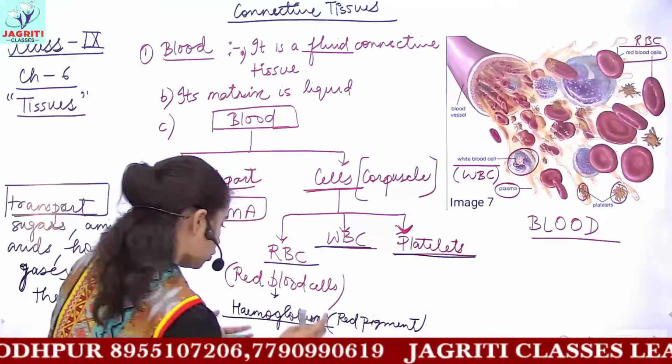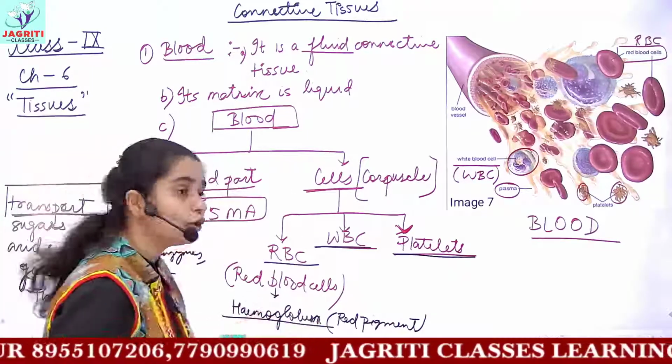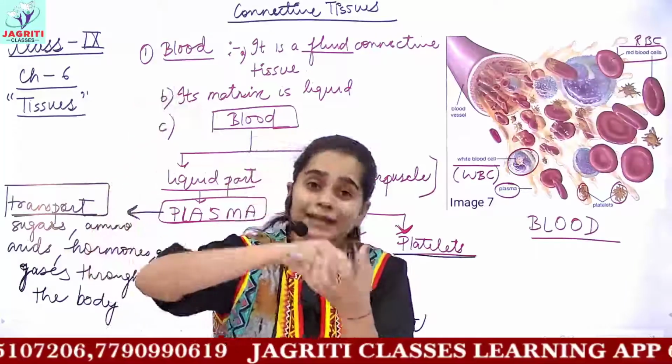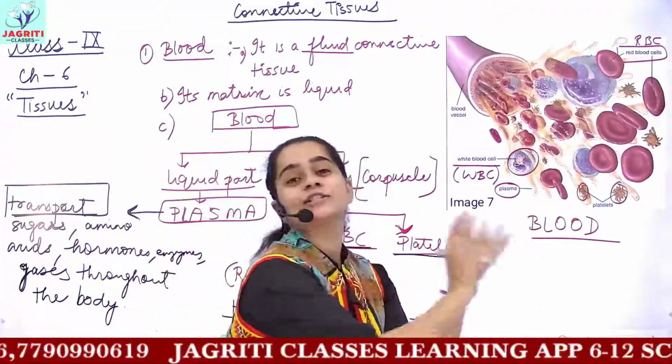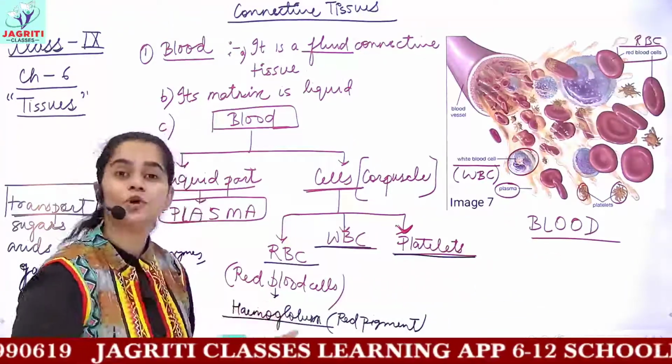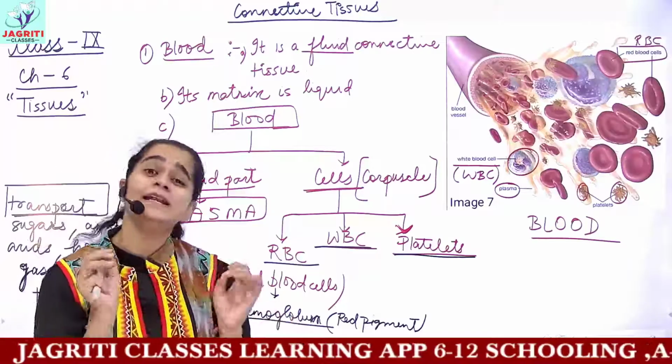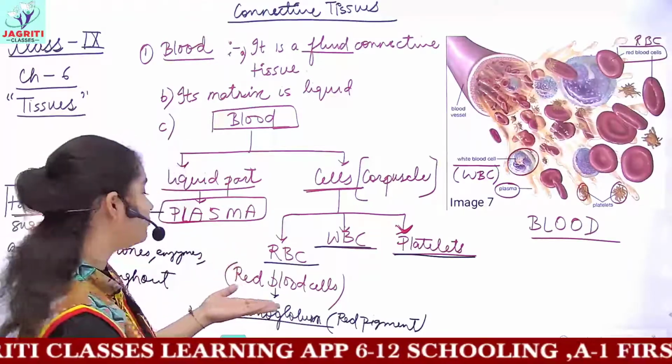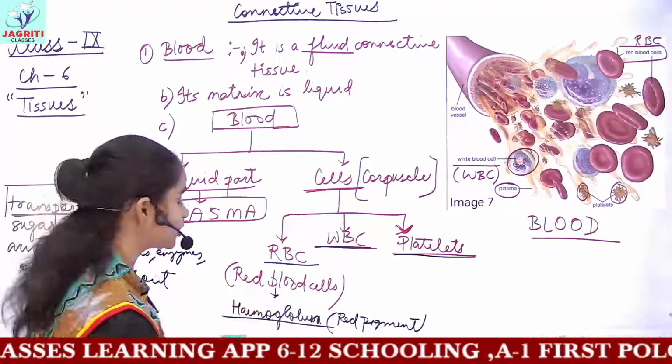And what is the role of this hemoglobin? This hemoglobin attaches oxygen with itself and then it transports oxygen. So this is the role of hemoglobin, okay? This hemoglobin is very rich in iron. It is made up of iron and protein. So this is the function of hemoglobin.